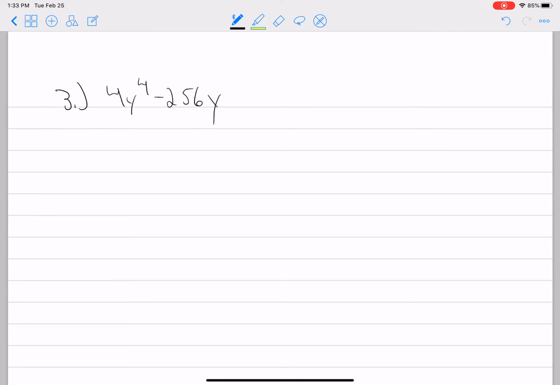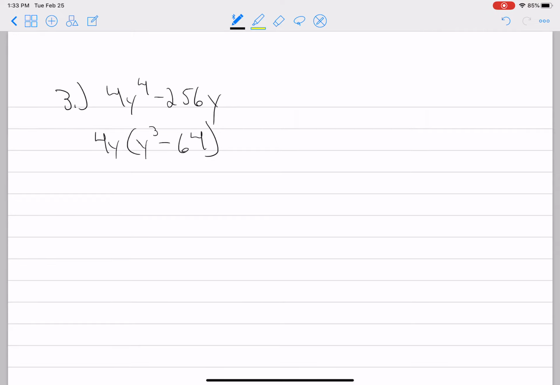Let me think about a GCF. Does this have a GCF? Yes. I can take y out of each of those, and I can actually take 4 from each of those. So 4y is my GCF. I'm left with y cubed minus 256 divided by 4, which is 64. Minus 64.